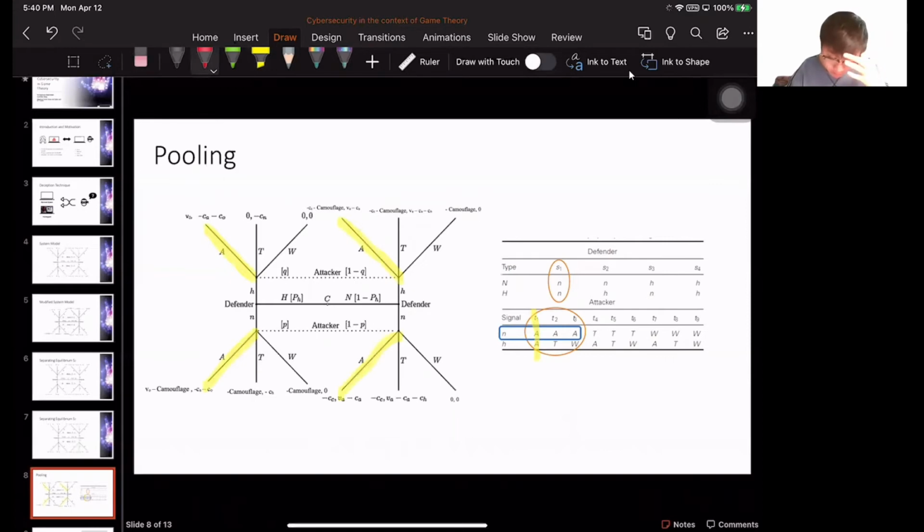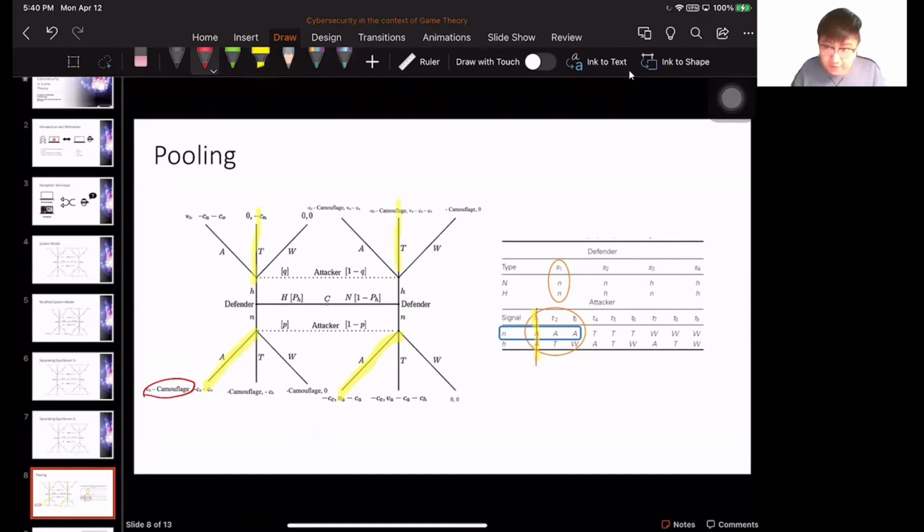In this case, when the defender is of type H and she chooses to send signal N to the attacker, she will receive a payoff of VO minus camouflage. When she changes her mind and sends H to the attacker, she will receive a payoff of V0. And V0 is actually greater than V0 minus camouflage, so this branch is unstable. Therefore, we can eliminate T1. Let's take a look at T2. In T2, the attacker switches strategy. She will respond with T when she receives a signal of H.